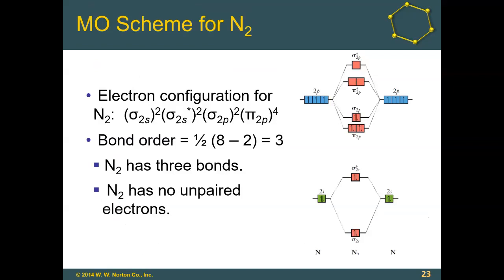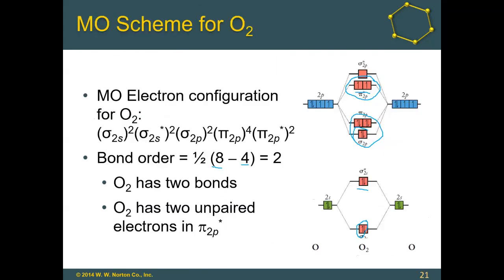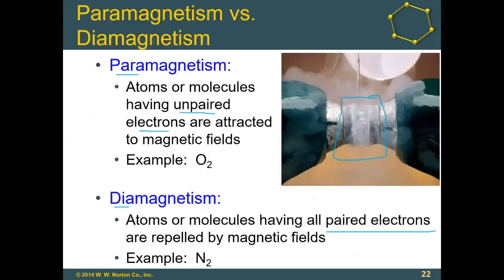We can look at nitrogen here. Nitrogen has two fewer electrons than the oxygen. Notice everything there is paired. Notice that you could go through and determine the bond order, and it has a bond order of 3. That makes sense. When we draw the Lewis structure, we see it has a triple bond. But again, all the electrons here are completely paired. So nitrogen would be an example of a molecule that is diamagnetic, where everything is paired, whether we look at the Lewis structure or whether we look at the molecular orbital. Again, we need to look at the molecular orbital to be able to explain why oxygen is magnetic.